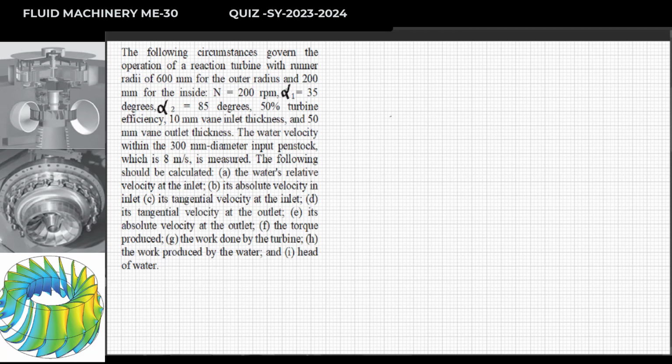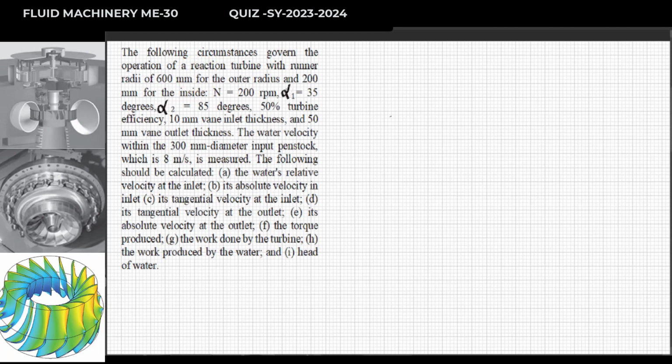This is a previous quiz for reaction turbine, Francis turbine. The following circumstances govern the operation of a reaction turbine with runner. Usually that will be 600 mm.